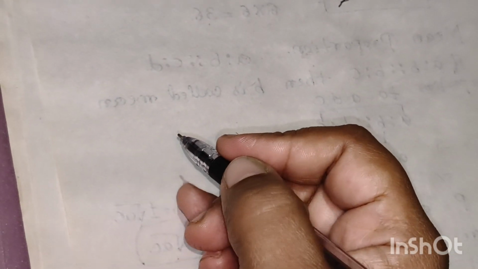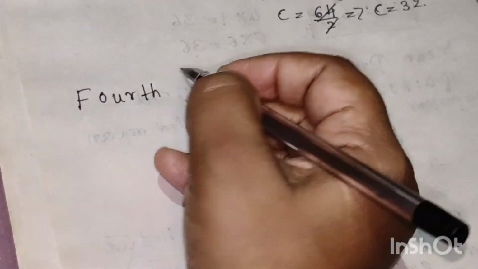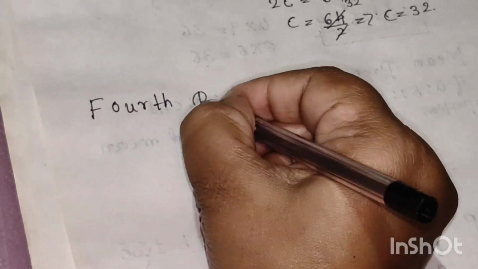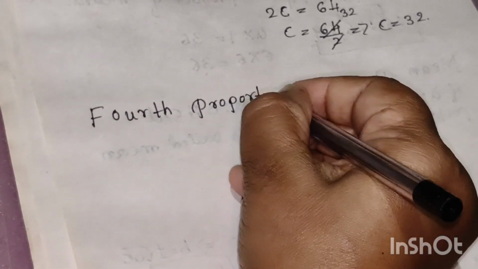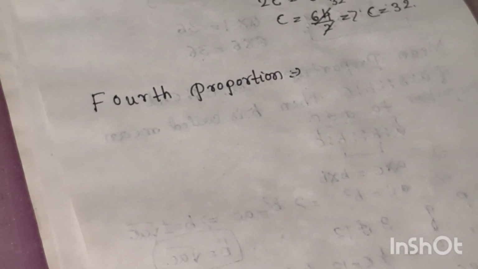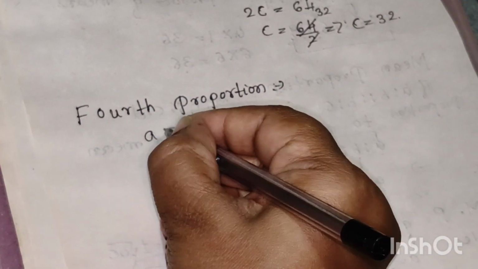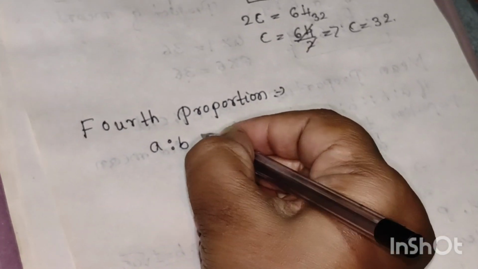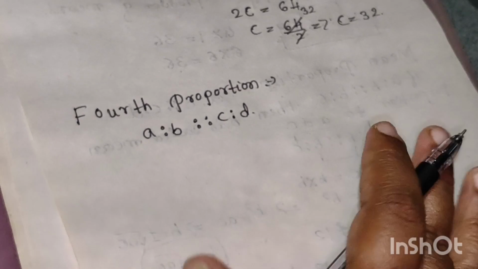Next topic is fourth proportion. So fourth proportion means in this we write the proportion in the form A is to B is proportion to C is to D. General form.